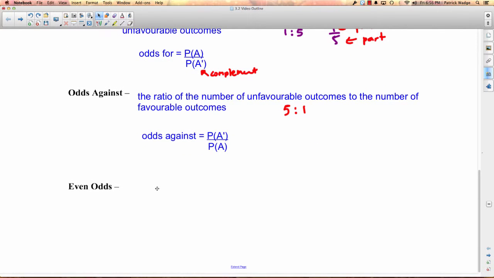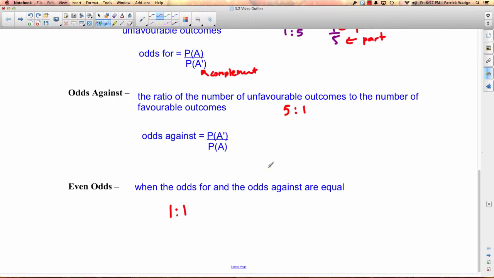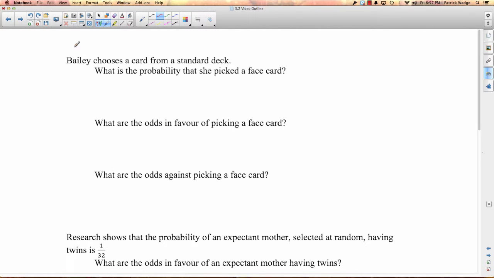If there's even odds, what this means is when the odds for and the odds against are equal. So we would say there's 1-to-1 odds. This is like when you flip a coin and you ask, what are the odds of getting heads? Well, it's 1-to-1, right? There's a 1 in 2 chance for probability of getting heads, but there's a 1-to-1 chance for odds when you're talking about flipping a coin. Okay, let's try a few questions here.